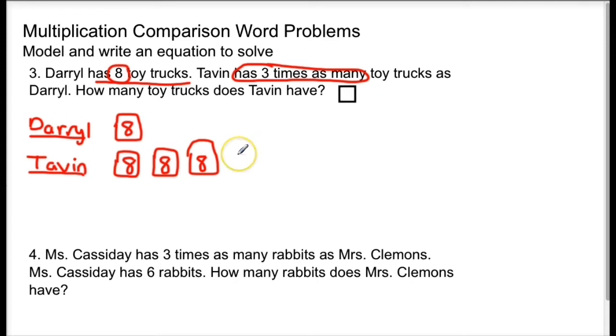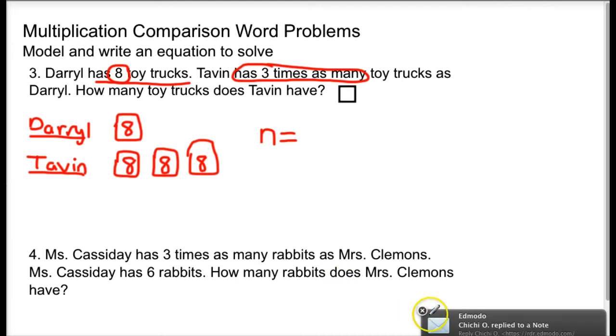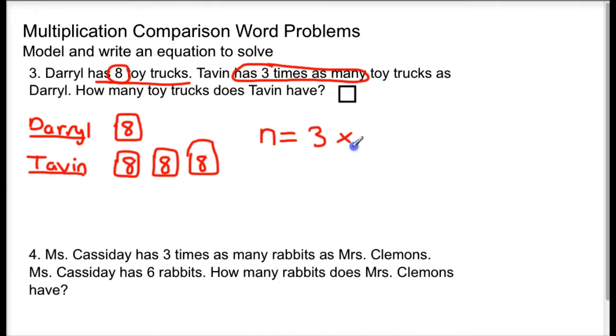And then we are now going to be able to figure out an equation. We're going to use a variable n, and like we talked about in class, a variable represents the unknown. Since we do not know how many Taven has at this point, we are going to have to figure that out. So now we need to create a multiplication equation. Our equation is going to be 3 times 8. This is what our equation should look like.